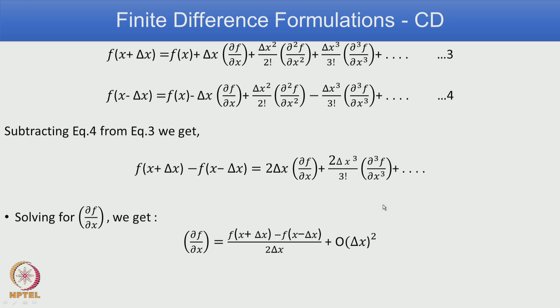So, if you write down ∂f/∂x = [f(x+Δx) − f(x−Δx)]/2Δx, and here it is Δx to the power of 3, and this Δx here, when it is divided, the power gets reduced by 1. So, it is of the order Δx squared. In i form it is written here: ∂f/∂x = [f(i+1) − f(i−1)]/2Δx, and order of Δx squared.